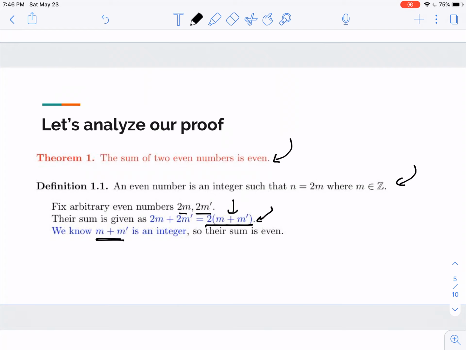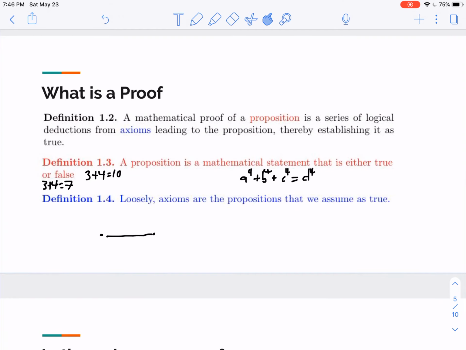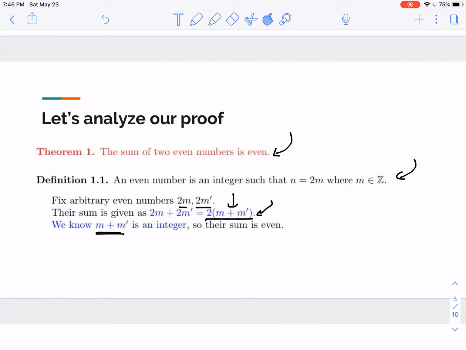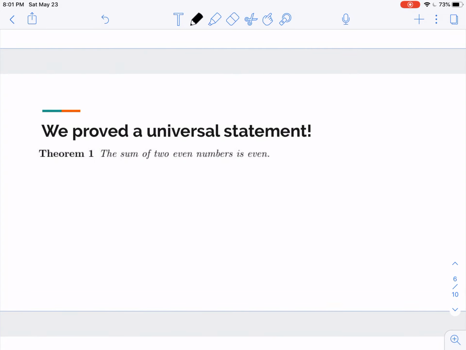But all of that is just propositions we're assuming as true, right? They're like axioms, knowledge we already know from high school math. So you can see exactly how this definition of a proof really plays out. We had something we want to prove in red, and we used facts that we knew in blue to construct an argument for why this must be true. Great. I claim now that we know how to prove a universal statement. We've gotten our first proof technique.